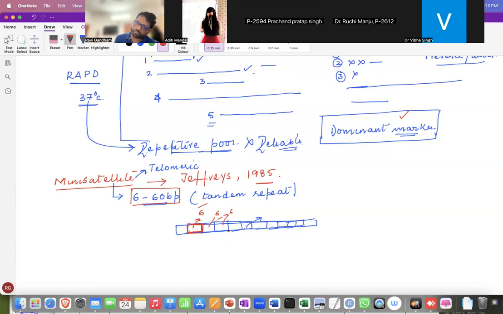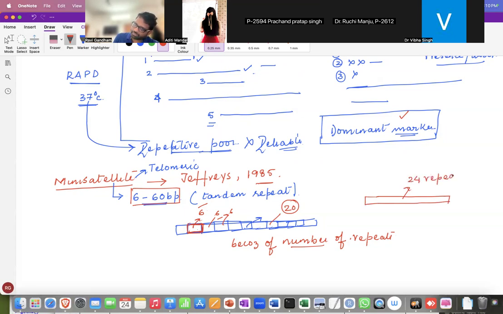Now the polymorphism is basically because of the number of repeats. The number of repeats. For example, at this particular region in the population, if individual one has 20 repeats, some other individual taken from the population at the same region can have around, let us say, 24 repeats.